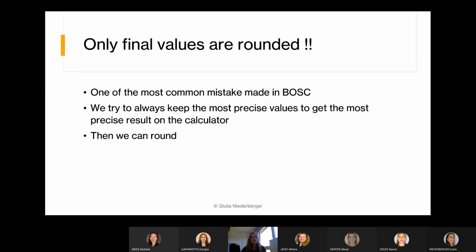And then something to remember: only round final values, because that's something that can mess up your calculations a lot. So don't try to round them before just because it's easier. Do it at the end.